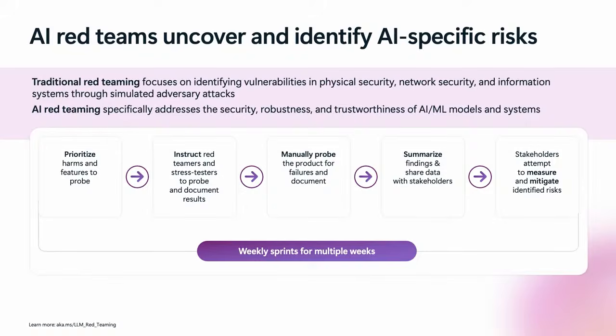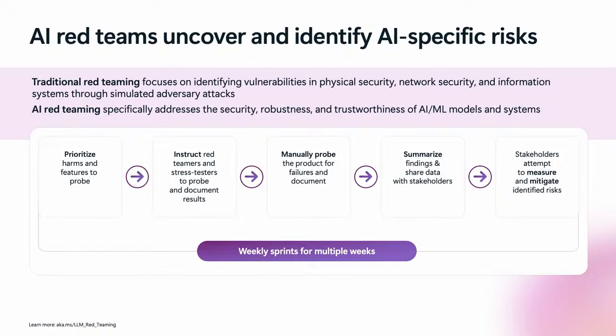A good approach is to run this in sprints. Pick the harms and features to test. Give red teamers clear instructions. Probe the product. Document what fails. And then work with stakeholders to reduce the risk.